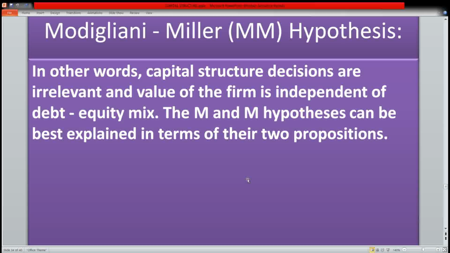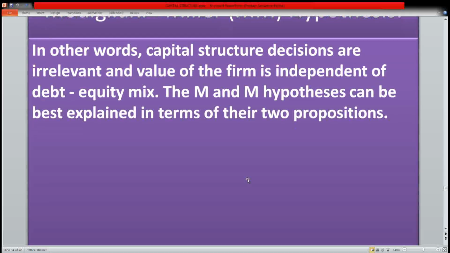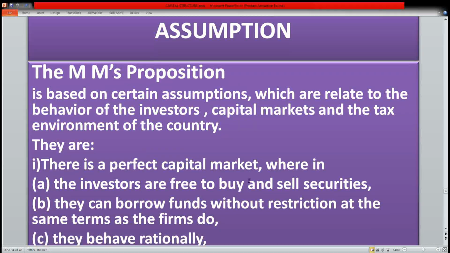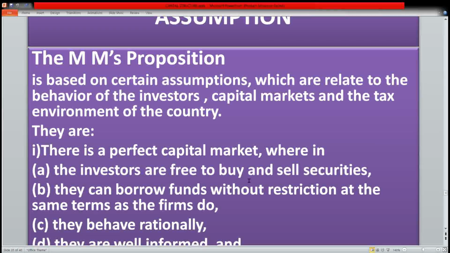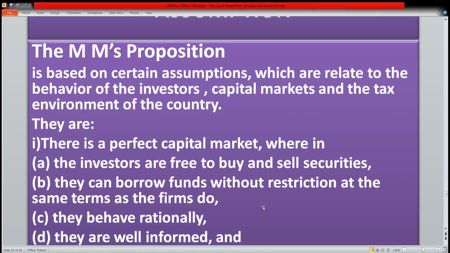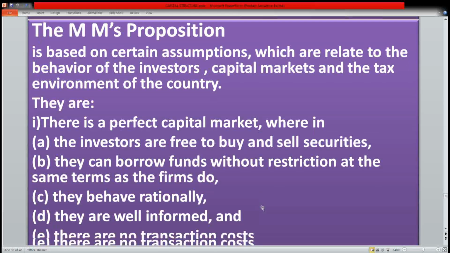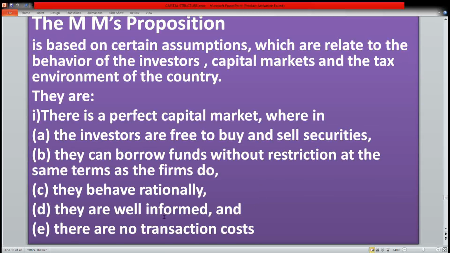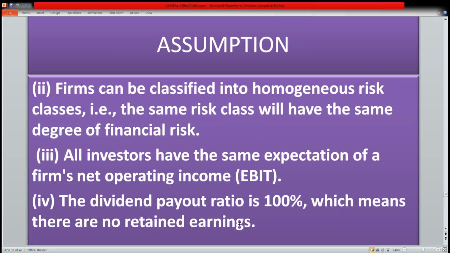The hypothesis is based on some assumptions, and the assumptions are: there is a perfect capital market, investors are free to buy and sell, they can borrow funds without restriction, they behave rationally, they are well informed, and there is no transaction cost.